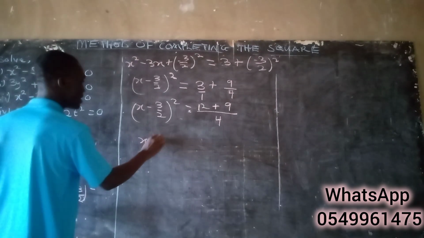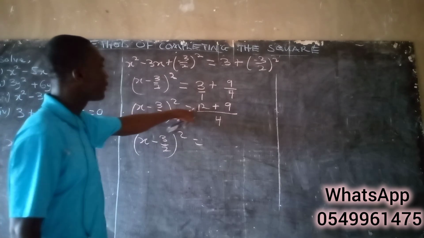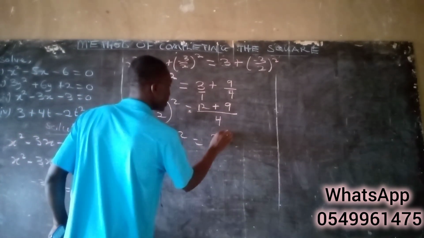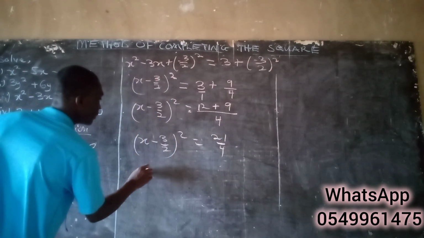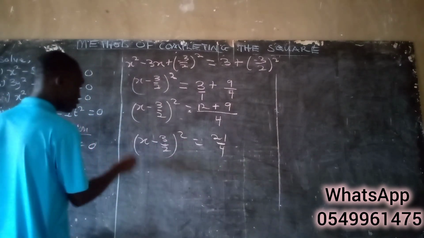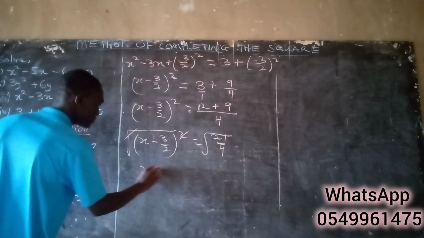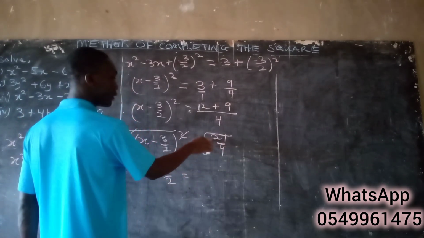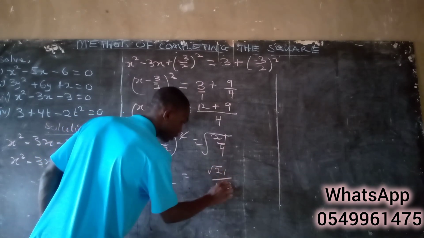So you have x minus 3 over 2 all squared is equal to 12 plus 9, which gives us 21 over 4. So we want to make x the subject. You have to remove the square by introducing square root on both sides. So the square cancels the square root. We have x minus 3 over 2 is equal to the square root of 21 over the square root of 4.